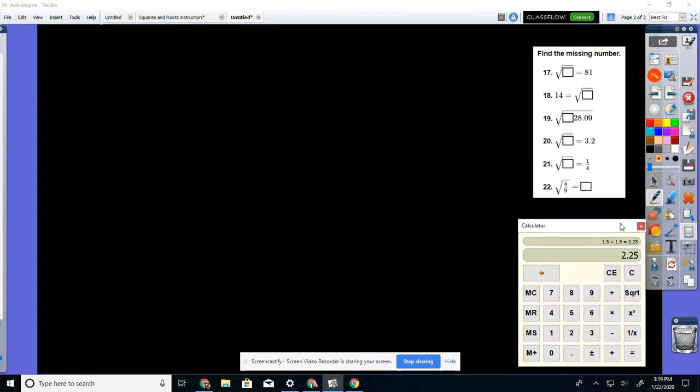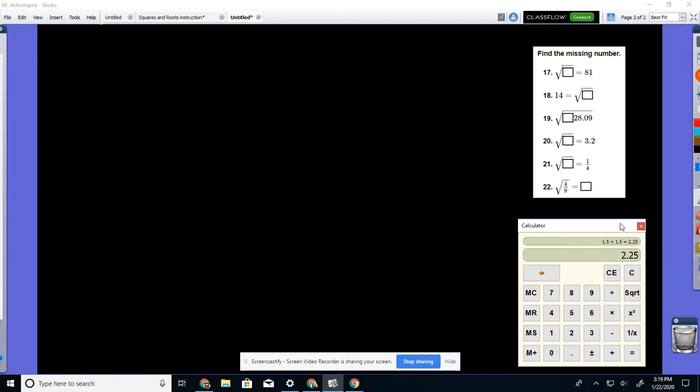Next, we have 17 through 22. Now we're going to, oops, I forgot 23 through 26. So we'll get those here in a second. Anyway, we're finding the missing number. So here for 17, what we're looking for is the square root of some number is 81.